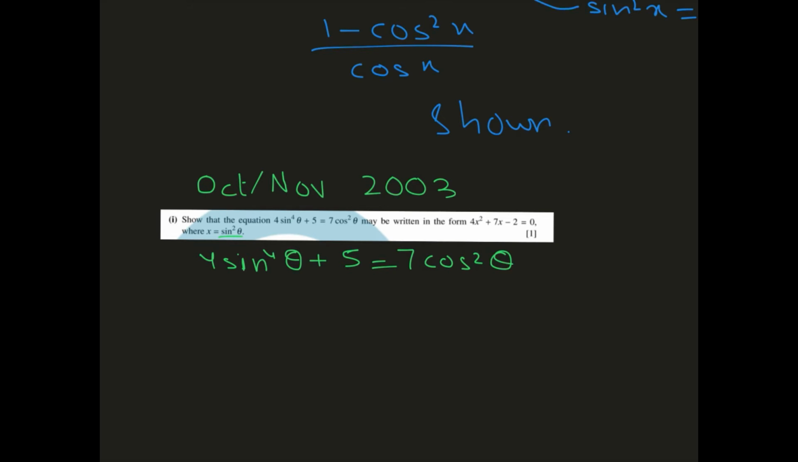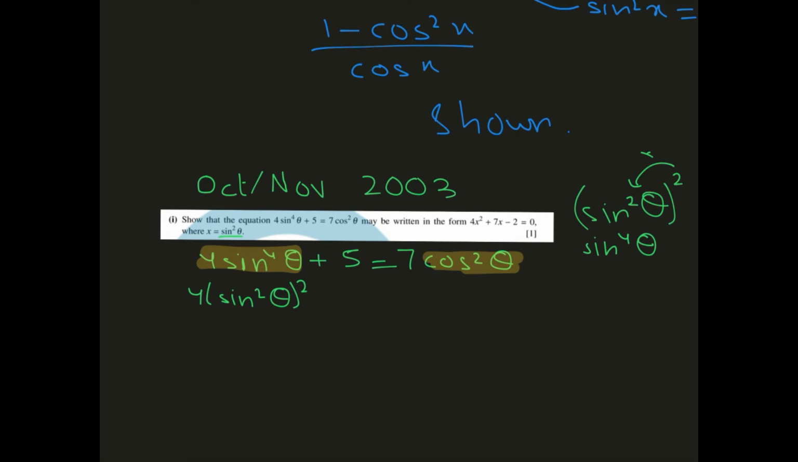Okay, so this thing is already in the form of sine square theta, because if we square sine square theta, then the powers will multiply, right? So this becomes sine 4 theta, so we can simply write this as 4 sine square theta squared. What we have to take care of over here is that this thing is in the form of cos square theta, and we have to express it in the form of sine square theta, right?